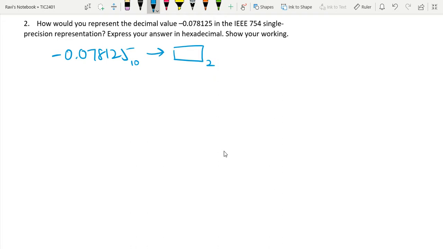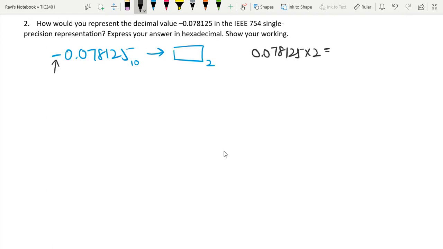The negative that you see here, you don't need to worry about it. So the first step you need to do is convert to binary. You don't need to be concerned about the negative sign. So let's do the first step. 0.078125. To convert a fractional part to binary, I need to do repeated multiplication by 2.